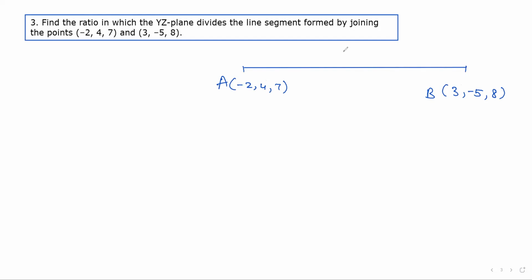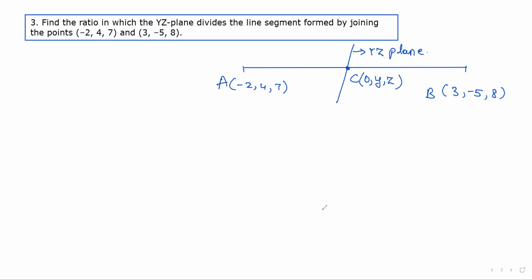joining these points. So here you have the YZ plane, which is cutting this line at a particular point. So this could be the plane, but I'm representing the plane by a single line. So this is your YZ plane when you're looking from a side, and it's cutting this AB line segment at one particular point. Let that point be C. Now this point is lying in the YZ plane. In the YZ plane, we know that your x coordinate is 0. So C can be written as 0, Y, and Z.